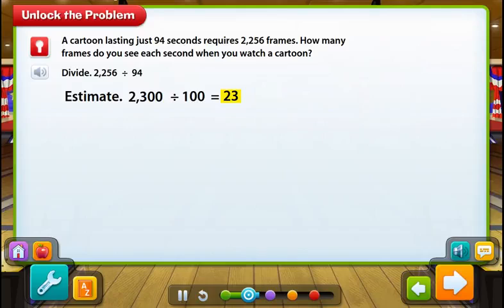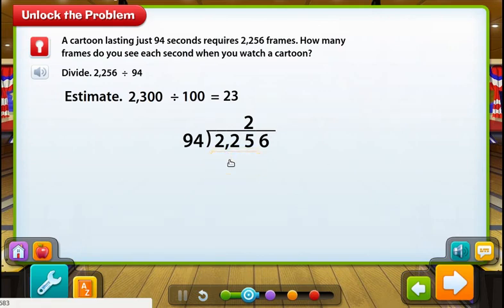First, divide the tens. You can use your estimate to help you place the first digit. Since the first digit in the estimate is a 2 in the tens place, you can place a 2 in the tens place of the quotient. Now multiply the two tens in the quotient by 94. The product of two tens and 94 is 188 tens. What's the difference between 225 tens and 188 tens? 37 tens. Next, regroup any tens left as ones.